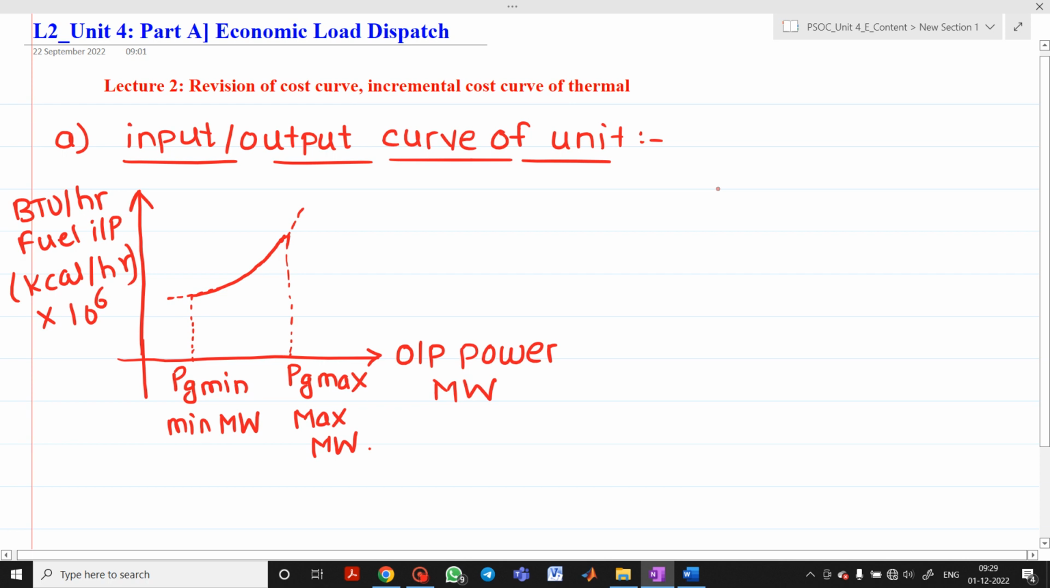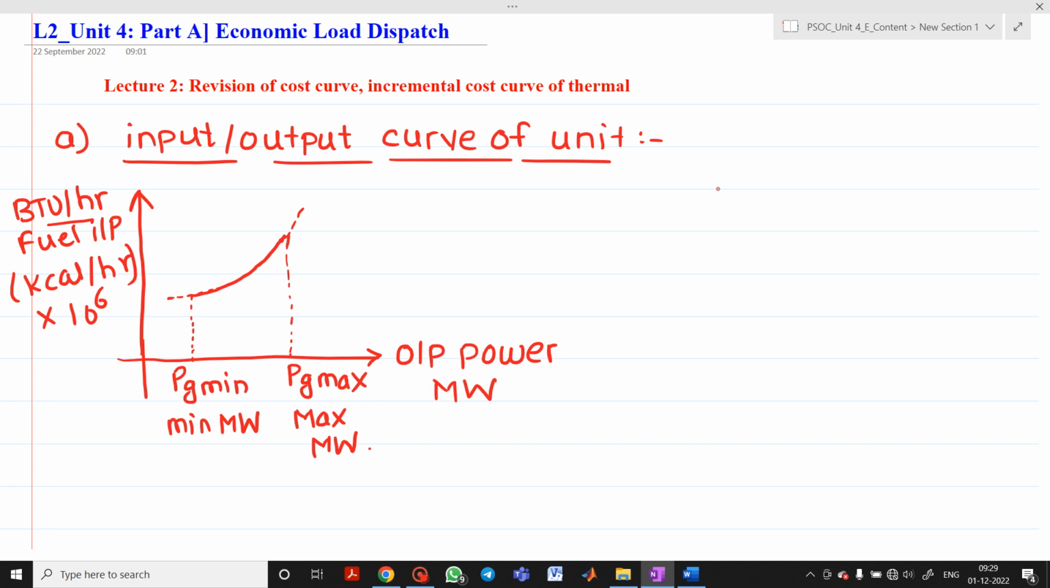So what you observe here, for an economic load dispatch problem, it is necessary to know the input output curve of all the units to be committed. Here it establishes a relationship between the energy input to the turbine and the energy output from the electrical generator. Now the input to the turbine, which is shown on the y-axis, may be either in terms of heat energy requirement, which is generally measured in BTU per hour, or kilocalorie per hour, or in terms of total cost of fuel per hour, that is, in rupees per hour also.